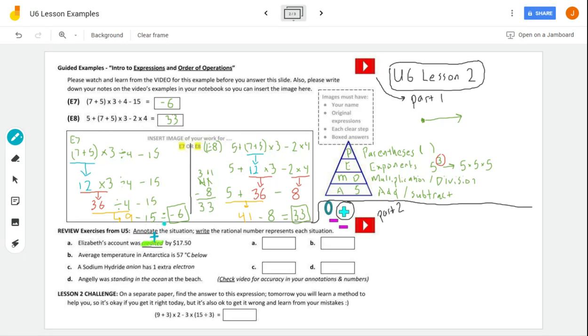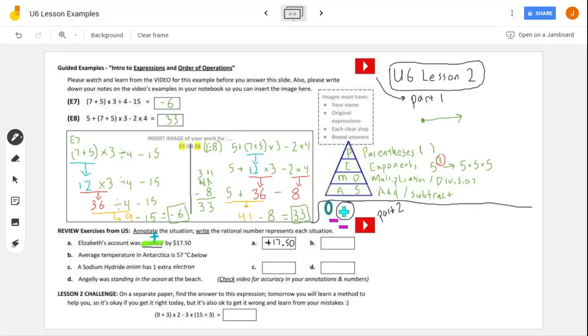If it doesn't fit or if it blocks things out, I'm okay with this particular example with you putting it either at the beginning or at the end of the sentence, and that's fine. But typically when you annotate, it should be on top of the word that told you, hey, this is a positive thing. And then we're going to go ahead and put in the rational number. So that's positive 17.50, or 17 and 50 hundredths. Okay, on to the next one.